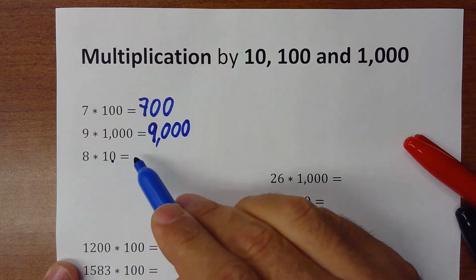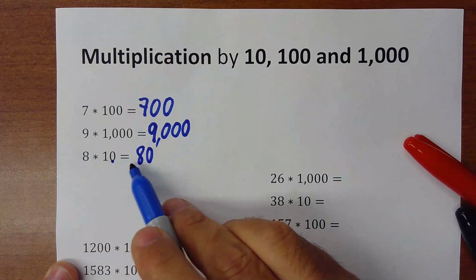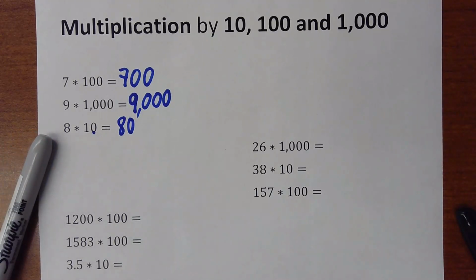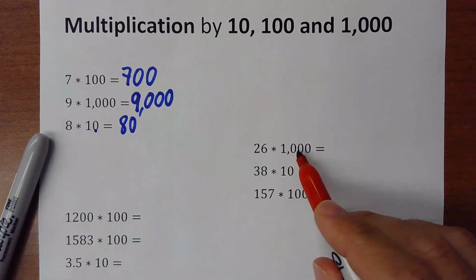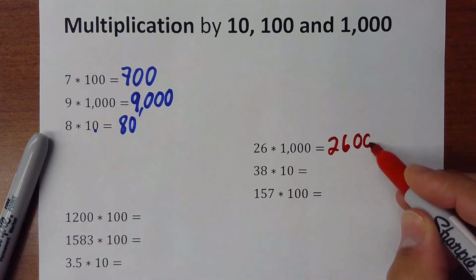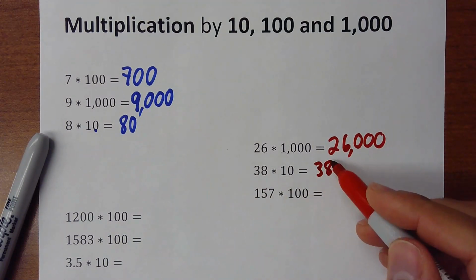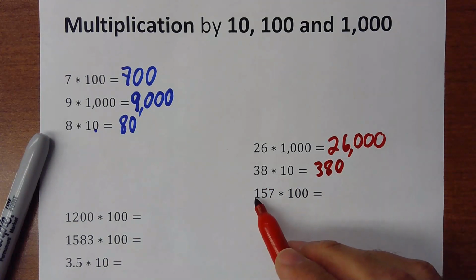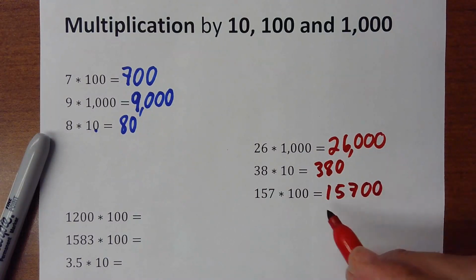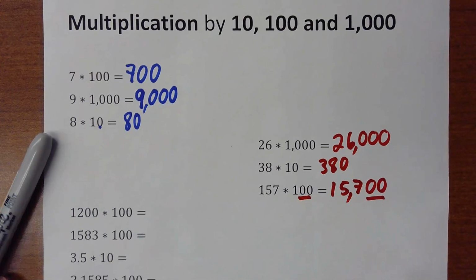8 times 10 is 80, everybody knows that, but what we do basically is 8 times 1, 8, and we put the 0. Okay, the same thing happens when you have 2-digit numbers. So 26 times 1000 is 26,000, so we put a 26 and we add the 3 zeros here, so 26,000. 38 times 10, we put the 38 and we add the 0 here, 380. 157 times 100, so we put the 157, and then we put the 2 zeros of the 100. Those 2 zeros are here, and then the answer is 15,700.